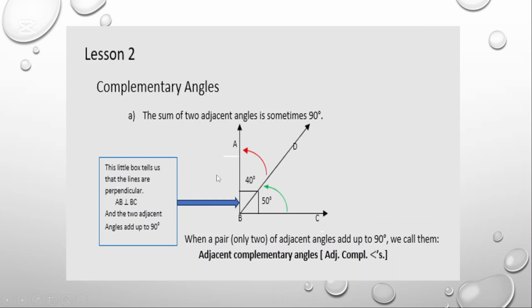And the 2, they are also adjacent. So when a pair, only 2, of adjacent angles add up to 90, we call them adjacent complementary angles. And we have abbreviations for that. Look at our abbreviation there, that we will use to save time.